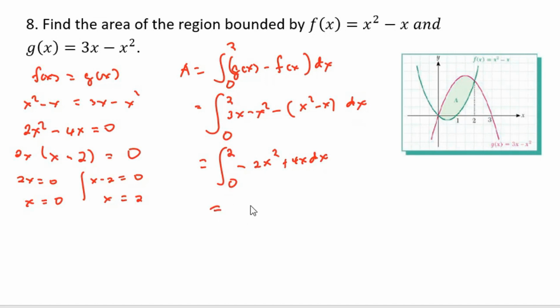So by integrating that, we can write now negative 2x cubed over 3 plus 4x squared over 2, simplifying, that is now 2x squared, and then evaluated from 0 to 2. So the area now, if you solve for that by using the fundamental theorem of calculus, will just give us the value of area of 8 over 3 square units.